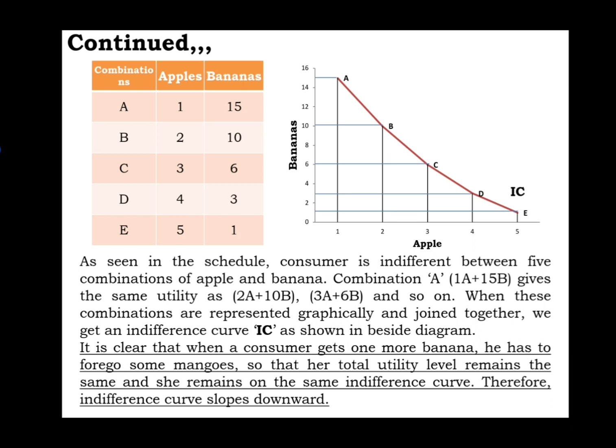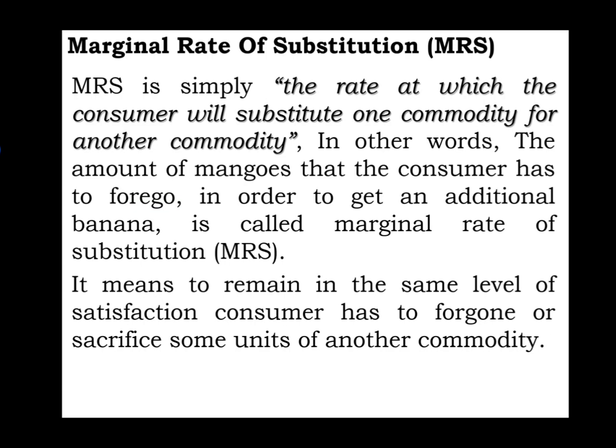It is clear that when a consumer gets one more banana, he has to forgo some apples. So here the total level remains the same, and he remains on the same indifference curve. Therefore the indifference curve slopes downward.